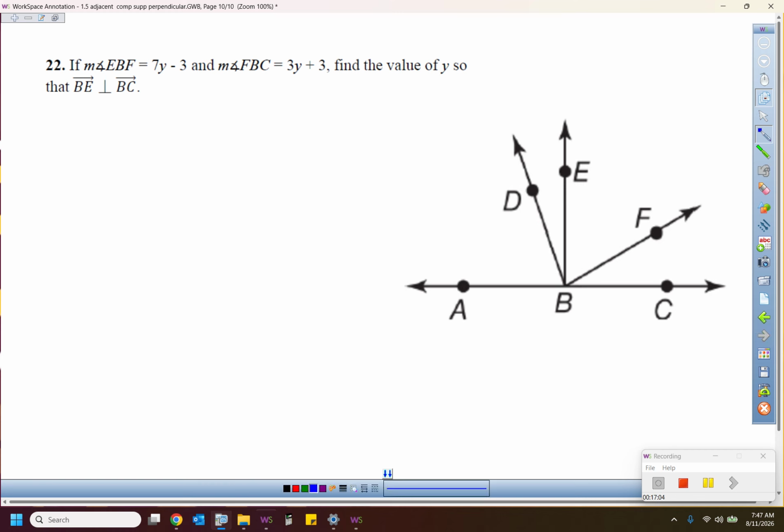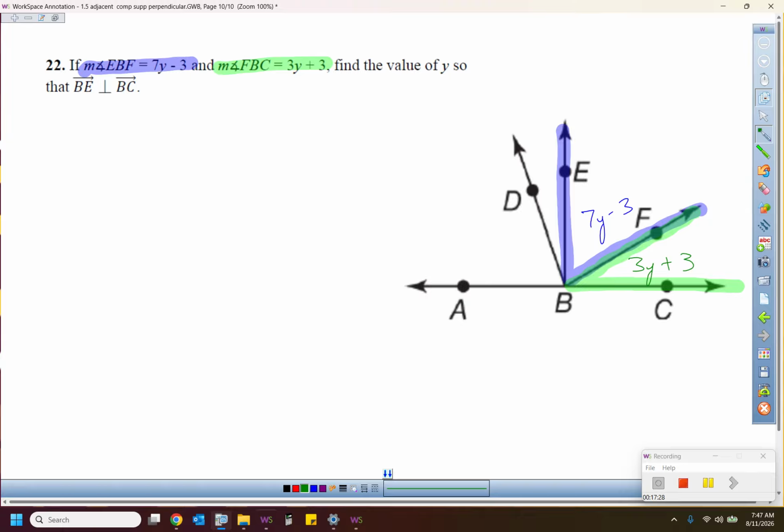And then finally, let's do one more. Measure of angle EBF again, so from E to B to F, 7y minus 3. Putting that in the picture. Measure of angle FBC, so a little different guy right here, is the 3y plus 3, putting that in the picture. And then find the value of y so that these guys are perpendicular.